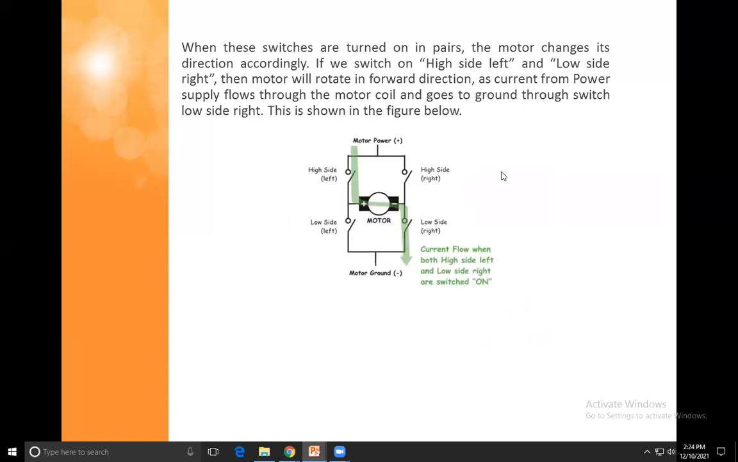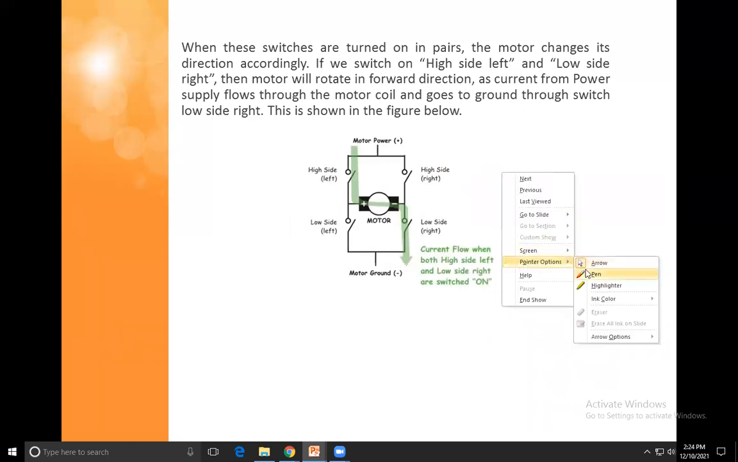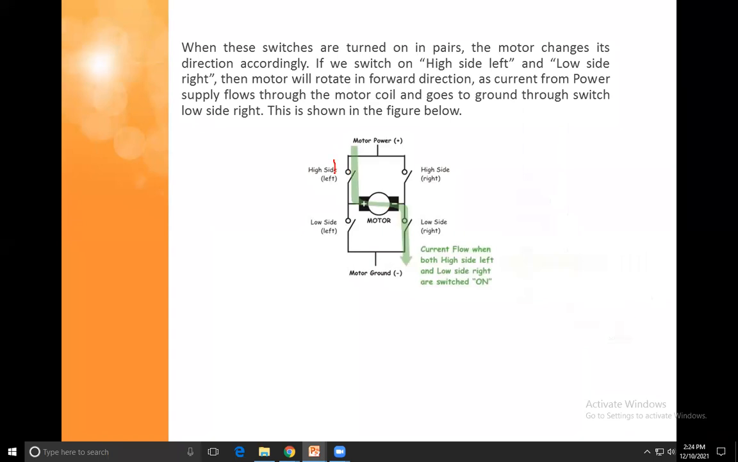Just let me discuss here. If this is one and this is one, if both are one, the motor will be rotated in the clockwise direction. These are open, this also is open. So this is clockwise. Next, if both of these are on, then conduction of the motor will be from this side, so your motor will be rotated in the anti-clockwise direction.